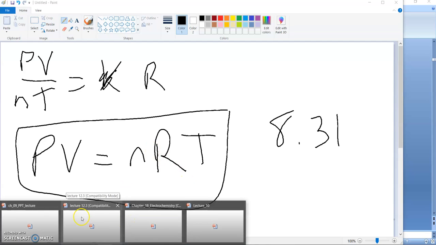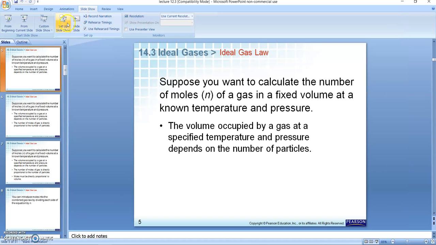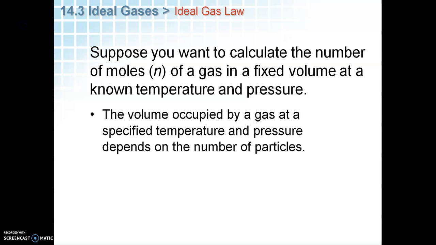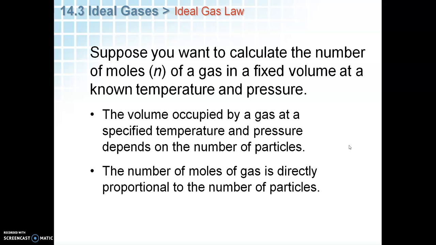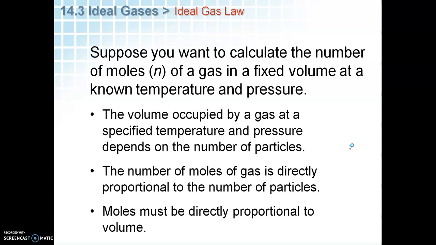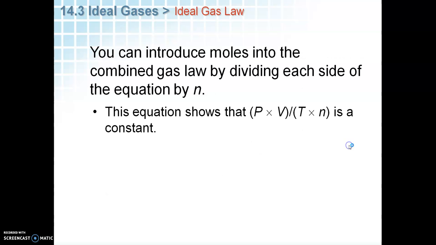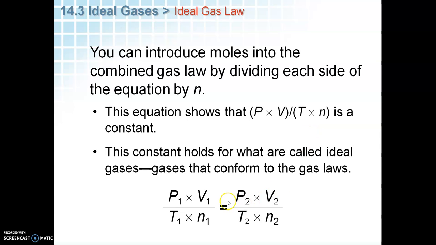Let's come back to the PowerPoint and finish this up. So they just got done telling you about Avogadro's law without telling you he did it. So moles proportional to volume. Putting it all together, we get PV over nT is constant, which I just showed you. And so you can write it like we did with our old gas laws, P1, V1, and all that, equals P2, V2, and all that. That's just a giant version of the combined gas law.